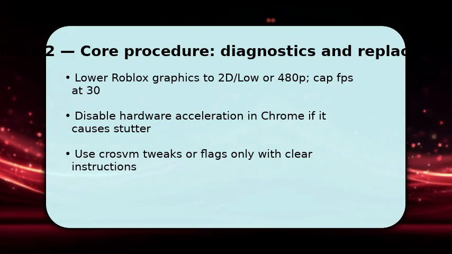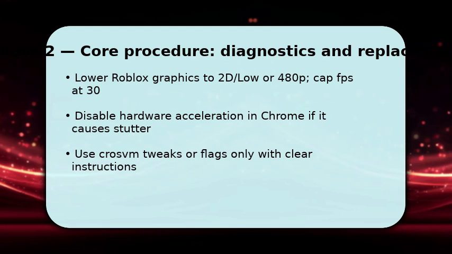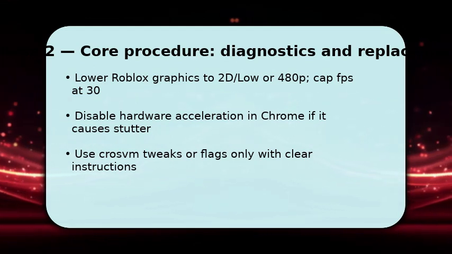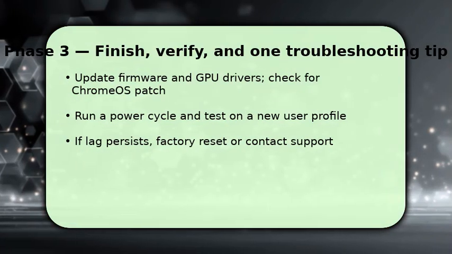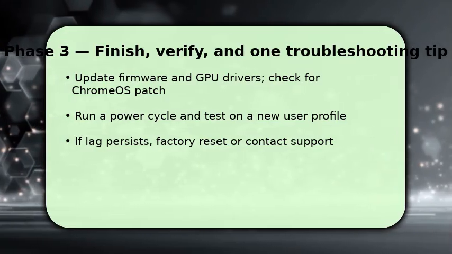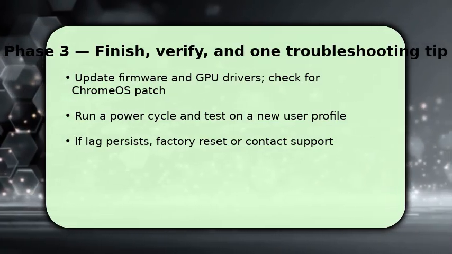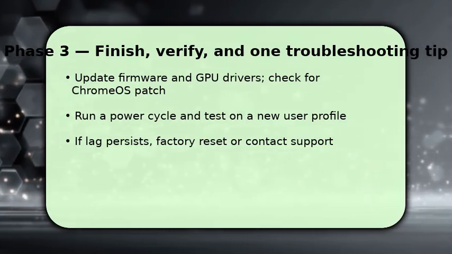After each change, relaunch Roblox and note frame rate. Finish by ensuring system software is current. Apply Chrome OS updates, firmware, and any GPU driver patches. Up-to-date code often fixes performance regressions.